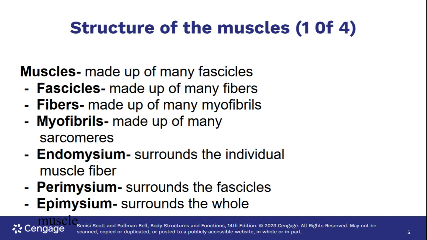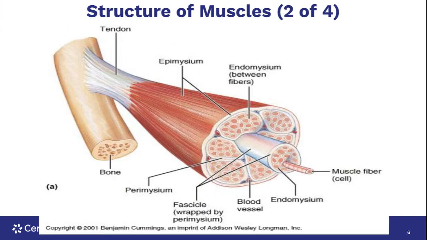So let me show you a picture of it. There we go. You can see this little tiny muscle fiber. That's a cell, and it's filled with myofibrils, which are considered organelles. This muscle fiber is wrapped in endomysium, and then those are all grouped together and wrapped in perimysium, and that's considered a fascicle. And then those fascicles are all wrapped together by the epimysium, and that's what makes up the muscle.